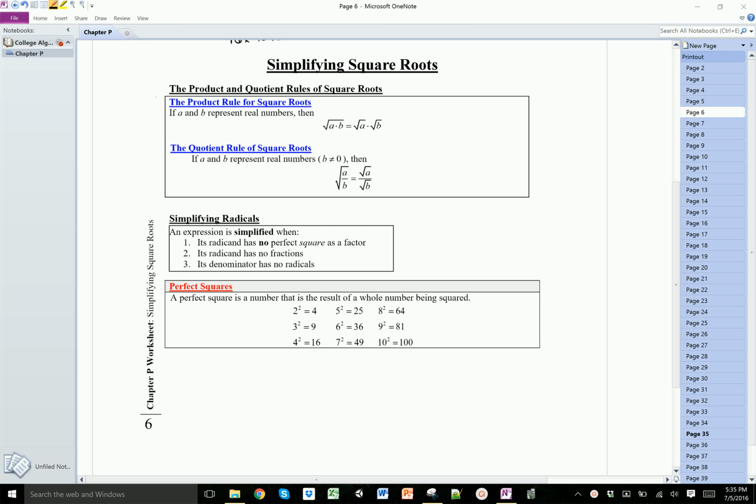The same is true for the quotient, where if you have a fraction, two things being divided by each other within a square root, then you can break that up into the square root of the numerator and the square root of the denominator.